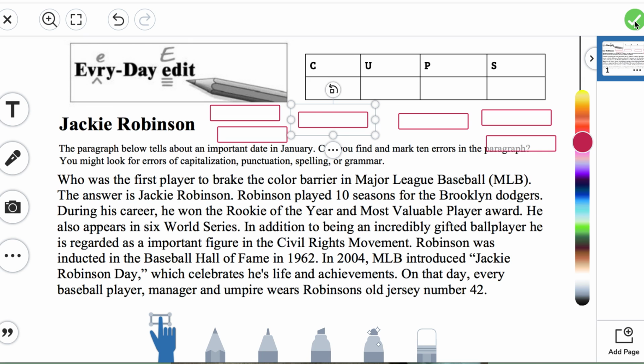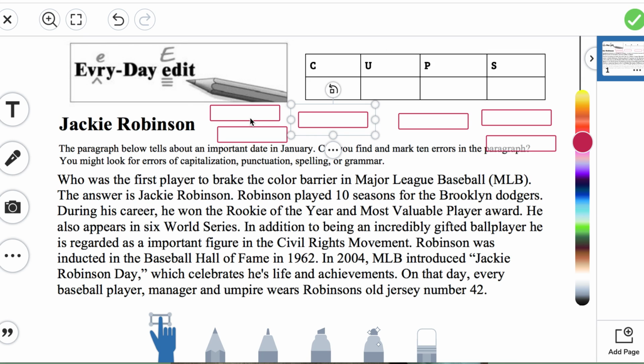he is regarded as an important figure in the civil rights movement. Robinson was inducted in the Baseball Hall of Fame in 1962. In 2004, MLB introduced Jackie Robinson Day, which celebrates his life and achievements. On that day, every baseball player, manager, and umpire wears Robinson's old jersey number 42. So please follow along with me. Use the text boxes that I've already created for you.